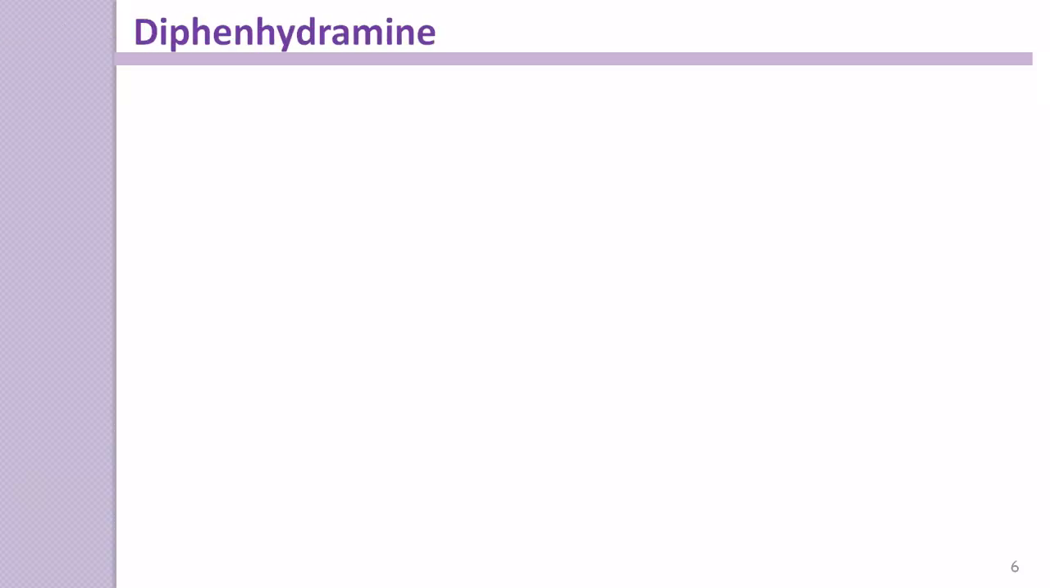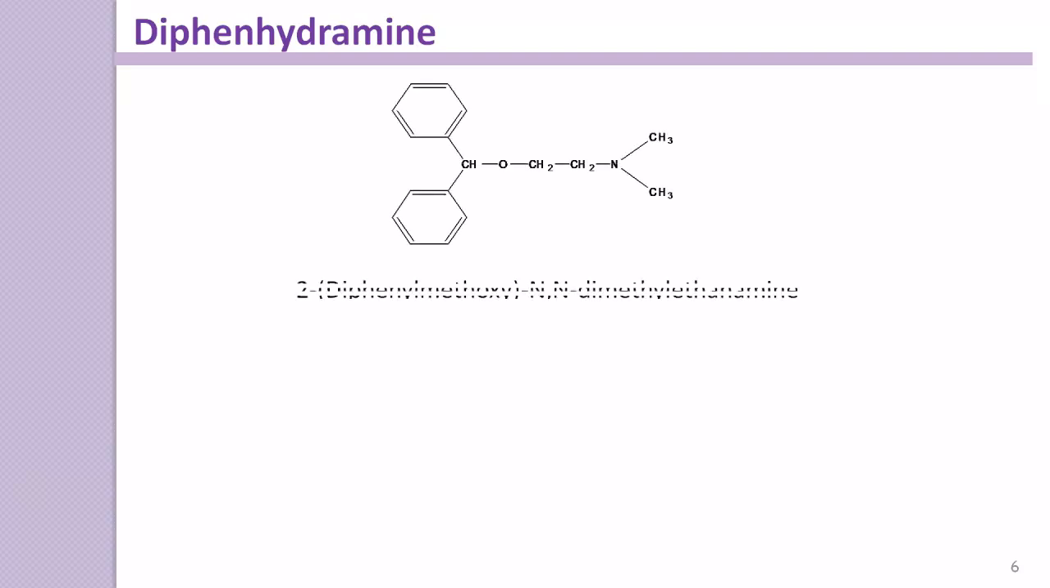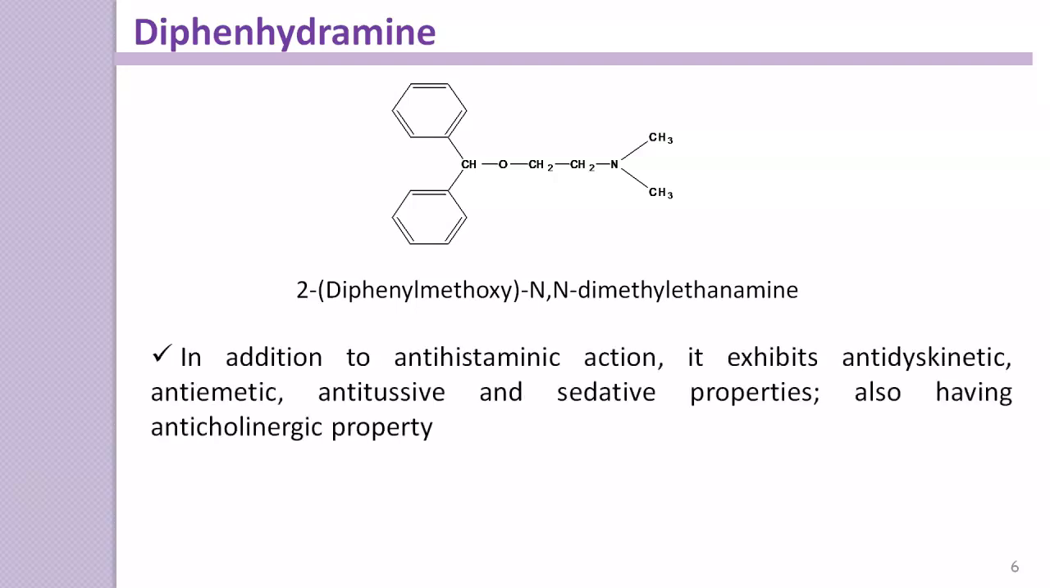Now here we discuss the compounds under these derivatives in detail. First compound, diphenhydramine, structure with IUPAC nomenclature. Diphenhydramine has an antihistaminic action, and in addition to this it also exhibits anti-dyskinetic, anti-emetic, antitussive and sedative action. It also has an anticholinergic property.